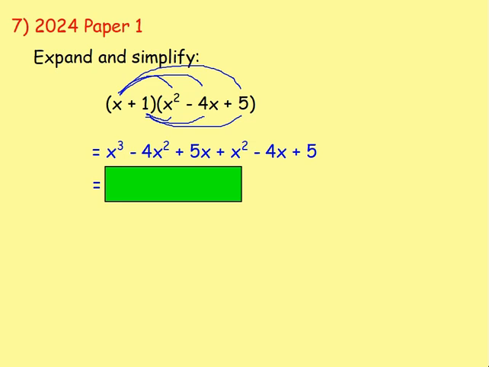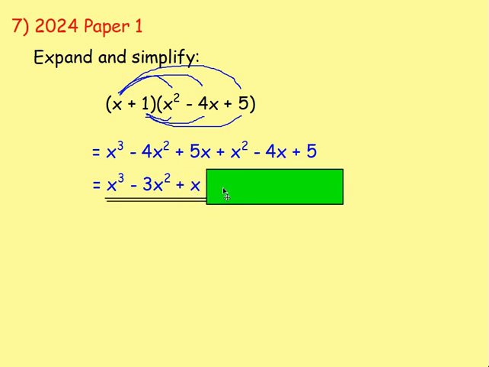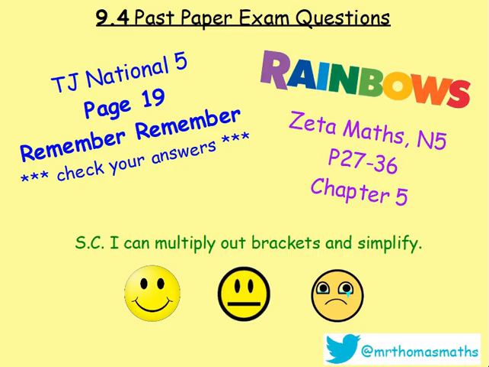What would you do after that? Gather your like terms. Good. So with the x cubed, you've only got x cubed. X squared, negative 4x squared, add 1x squared. What's negative 4 add 1? Good. It's negative 3x squared. 5x take away 4x. 5 take 4 is 1, so it's 1x, or just plus x. And number-wise, you've got the 5 on its own. There's no other numbers to add or subtract. So that is your answer.